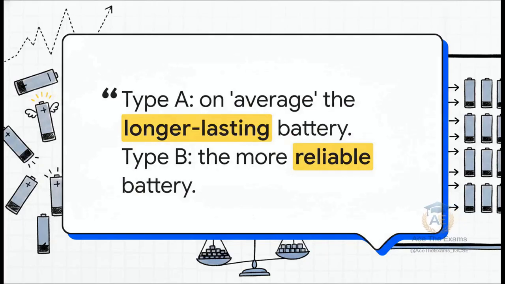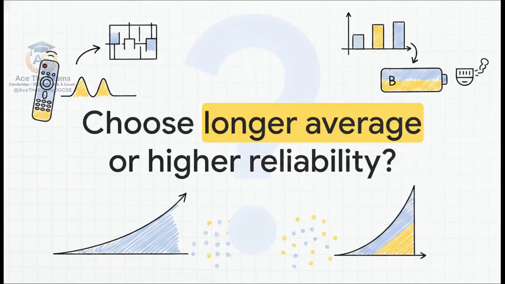And that brings us to the ultimate conclusion. If these manufacturers were being totally honest, here's how they'd actually advertise. Type A? Sure, on average, it's the longer-lasting battery. If you get lucky, you'll get a great one. But Type B is, without a shadow of a doubt, the more reliable battery. With Type B, you know exactly what you're going to get. So armed with cumulative frequency, interquartile ranges, and box and whisker plots, you're not just guessing anymore. You can actually see the story the numbers are telling.